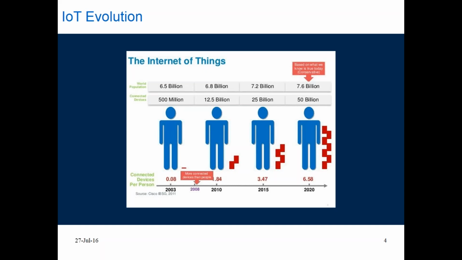So when things get smart, it means that they are getting connected to the Internet, and that comes with an evolution of the Internet of Things, that is, the explosion of Internet of Things.